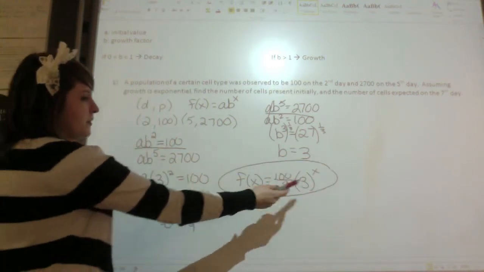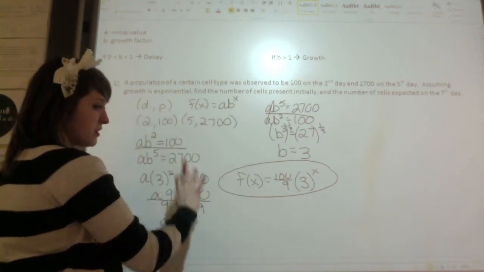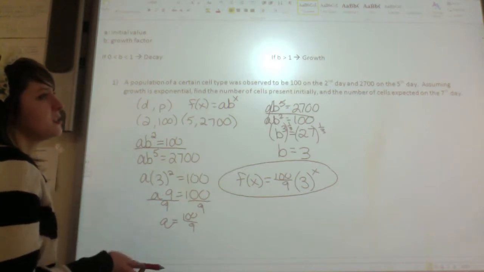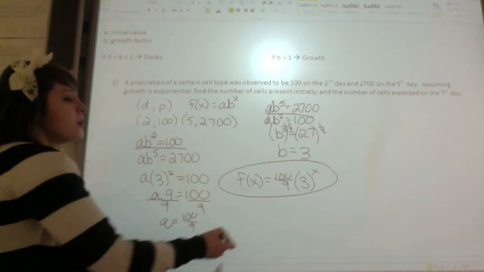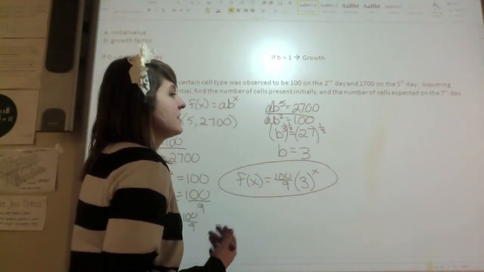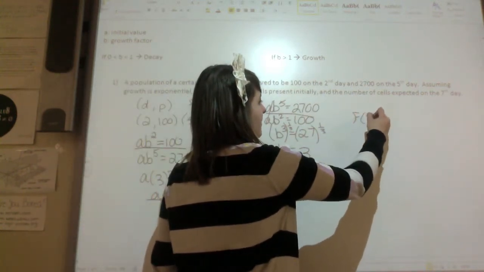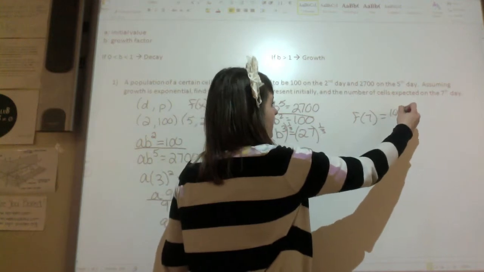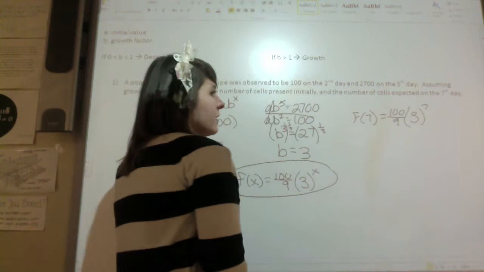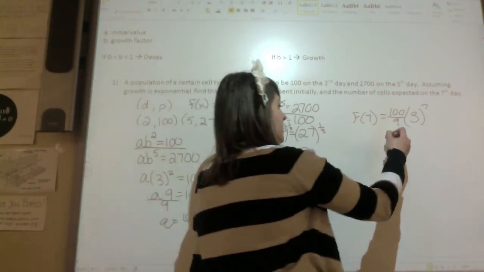And of course I wrote this using x, but you could have written it with d and p, that's fine. Okay, then I want to find the number of cells present initially and the number of cells expected on the seventh day. Well, I found the number present initially, it was this number. And then for the number of cells expected on the seventh day, all I'd have to do is plug a 7 into this function. So f of 7 is going to be 100 over 9 times 3 to the 7th. When I plug that into my calculator, I get 24,300.